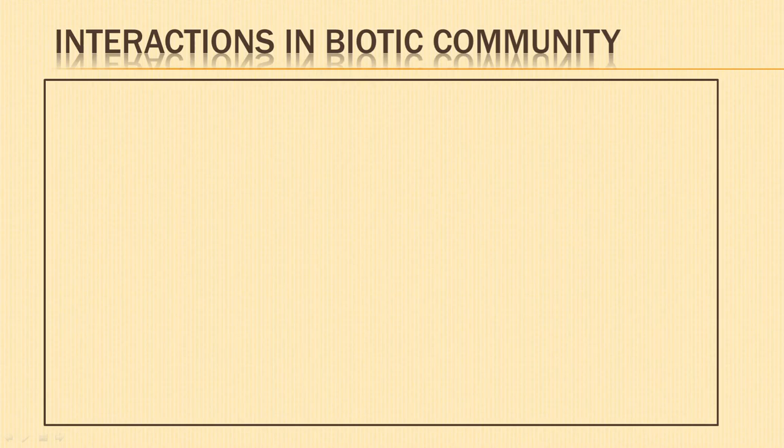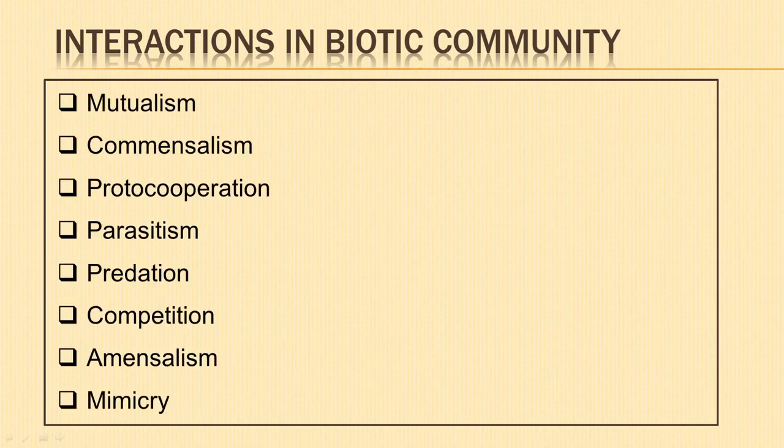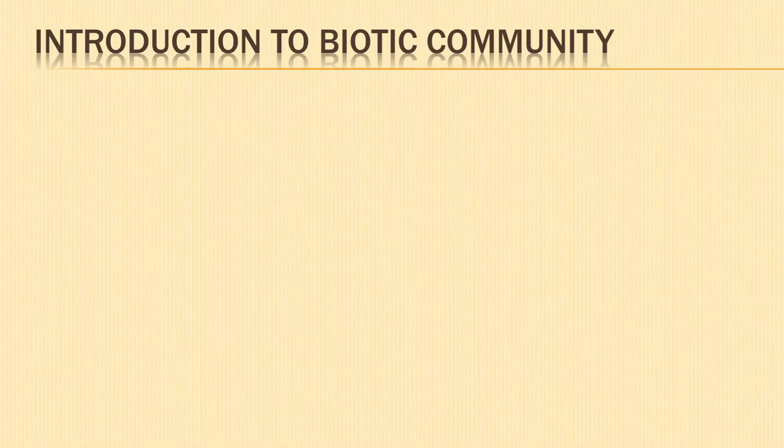Hello, in today's video, we will learn about the various types of interactions in biotic community. By the end of this video, you will have a clear understanding about mutualism, commensalism, protocooperation, parasitism, predation, competition, amensalism, and mimicry. Let us start by understanding the term biotic community.